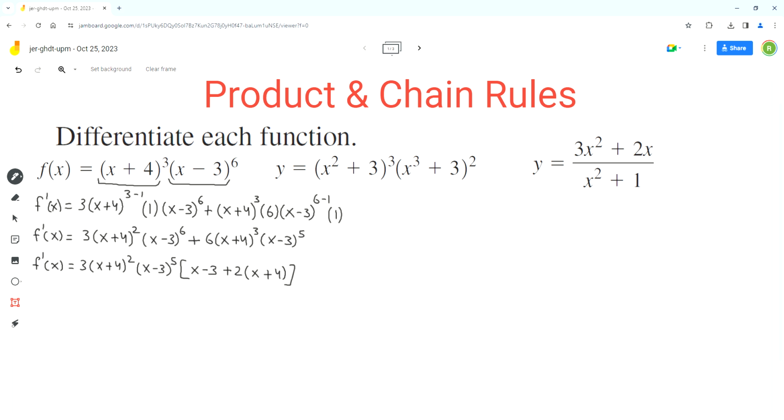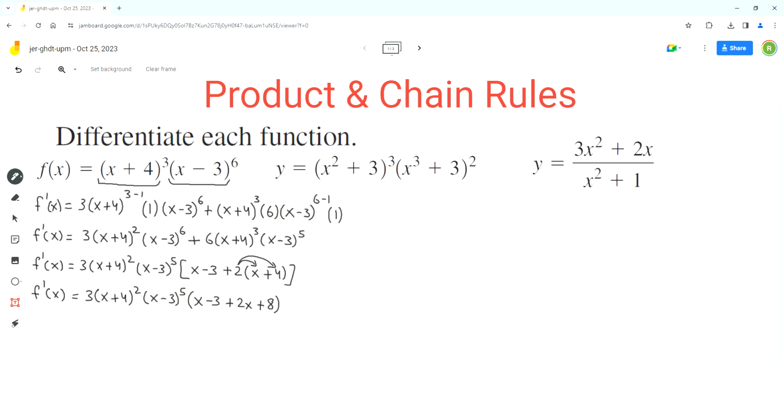Now we can simplify this expression, so we'll distribute the 2 into the parentheses. So we get f prime of x equals 3 parentheses (x plus 4) squared, then (x minus 3) exponent 5, and then we get (x minus 3 plus 2x plus 8).